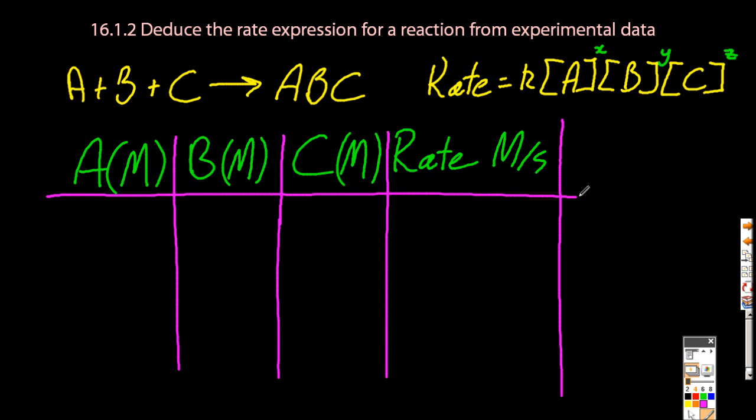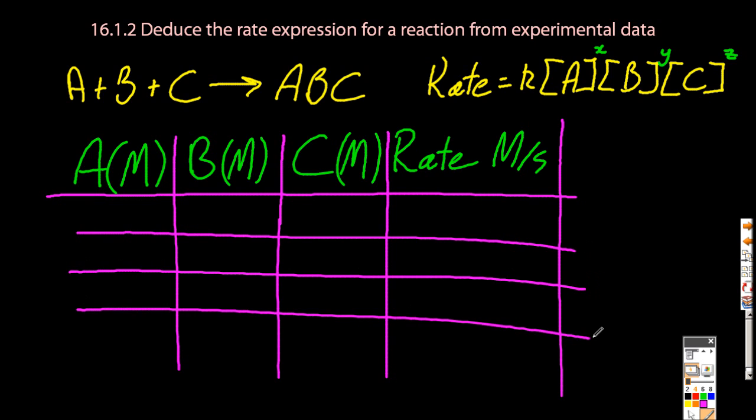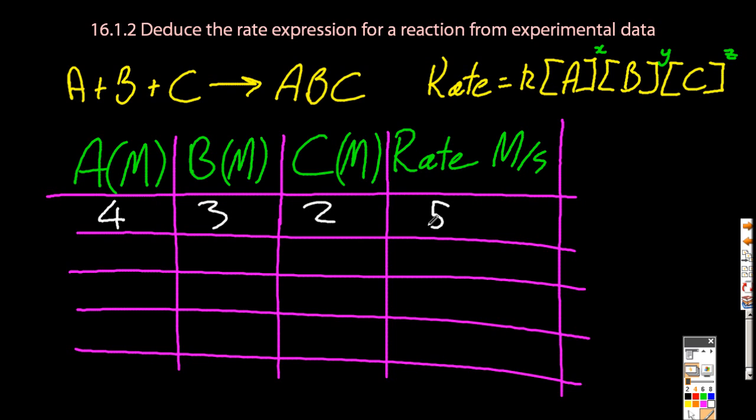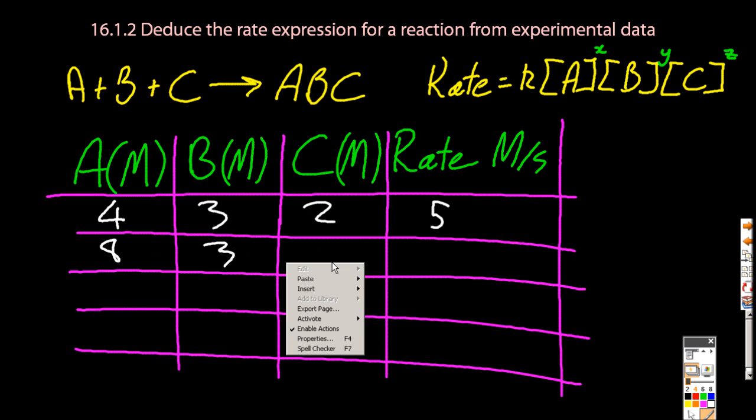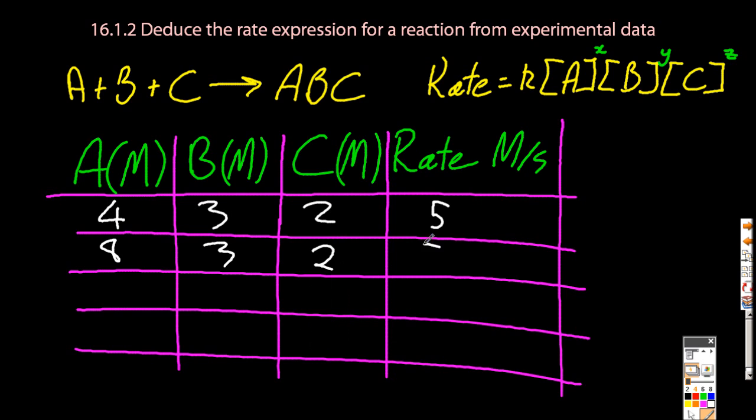Concentrations is in molar, and rate is molar per second, or molar per unit time. Alrighty, so looking at this second data set compared to the first, I've doubled the amount of A and the rate has stayed the same. So the order of reaction with respect to A is 0. Changing A has no effect on the rate. Now I've doubled B. The rate has doubled. So there's a directly proportional relationship. I double B, I double the rate. So the order of reaction with respect to B is 1.